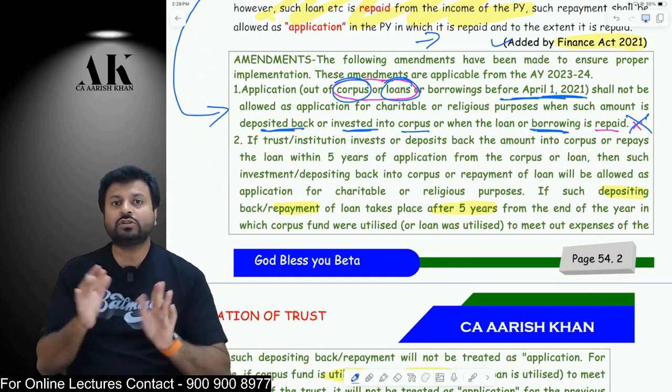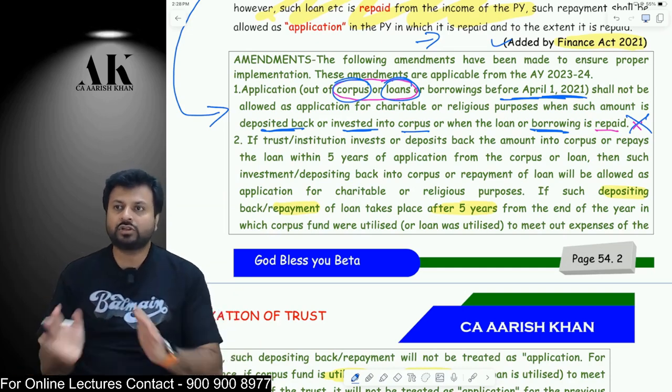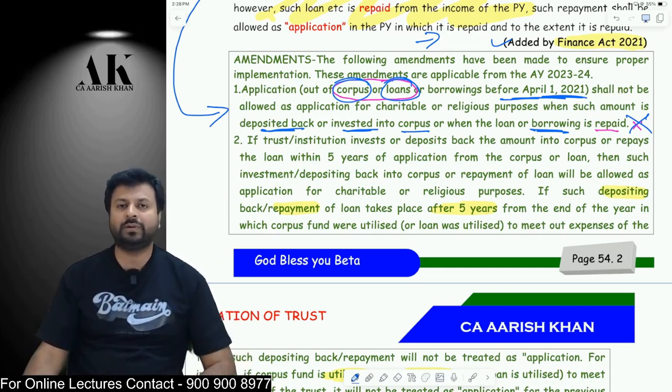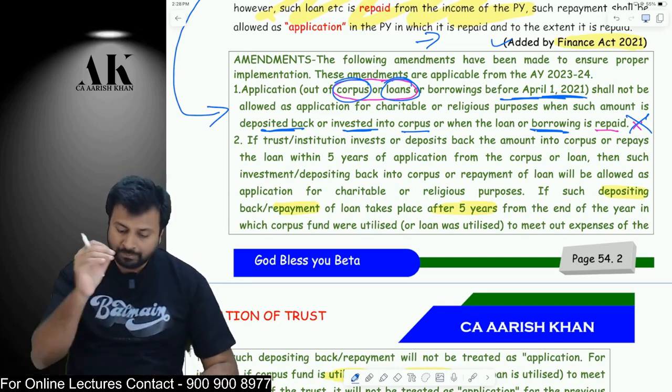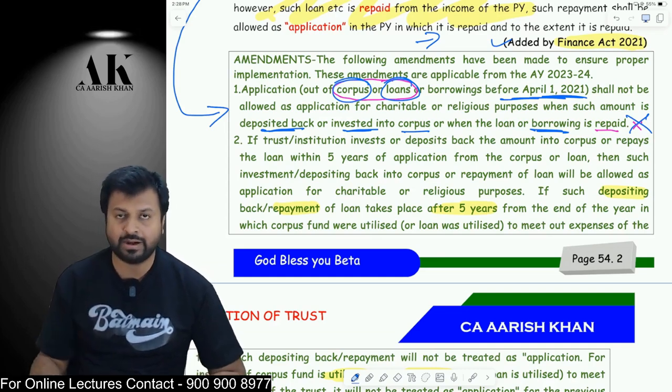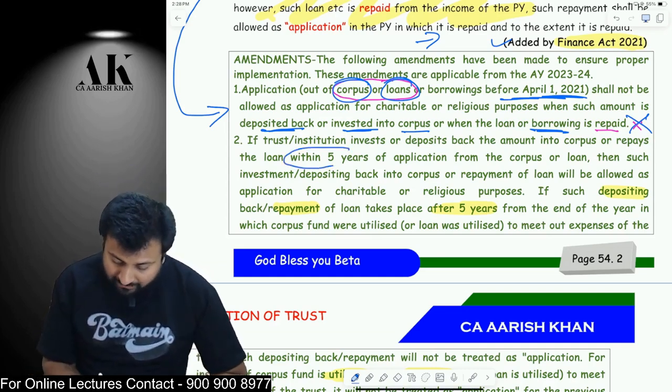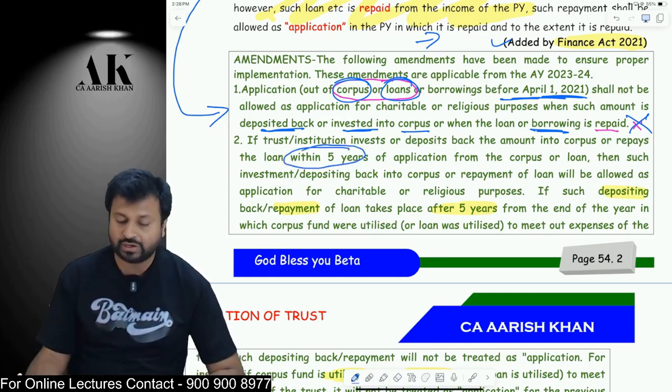That is, there was no time limit or restriction on depositing back the amount in the corpus, or no time limit to repay the loan to get the deduction. But now Finance Act 2023 has made an amendment, and it says that you have to repay within 5 years. Within 5 years you have to repay.